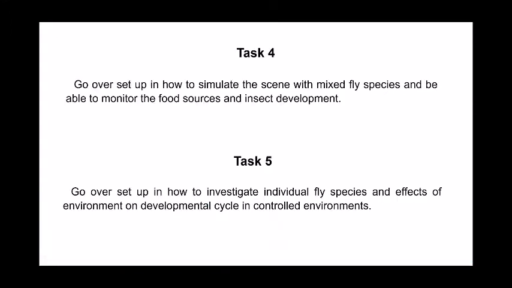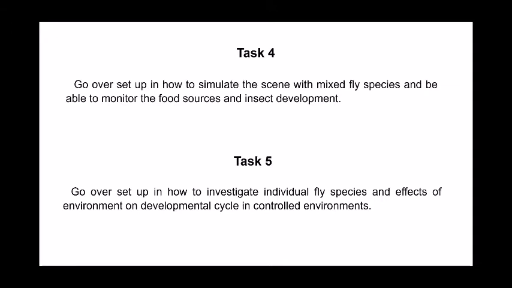Task 4 is to go over how to set up and simulate the scene with mixed fly species enabled to monitor the food sources in insect development. Task 5 could be something of going over to set up the individual fly species and see effects on development. So one could take Drosophila, for example, put that on an apple, and then inside of a fume hood or closed, semi-closed conditions with like screen, as I'll show you, then look at how long it takes the Drosophila to go from egg to pupa, and then eclose as an adult under those defined temperature conditions, for example.